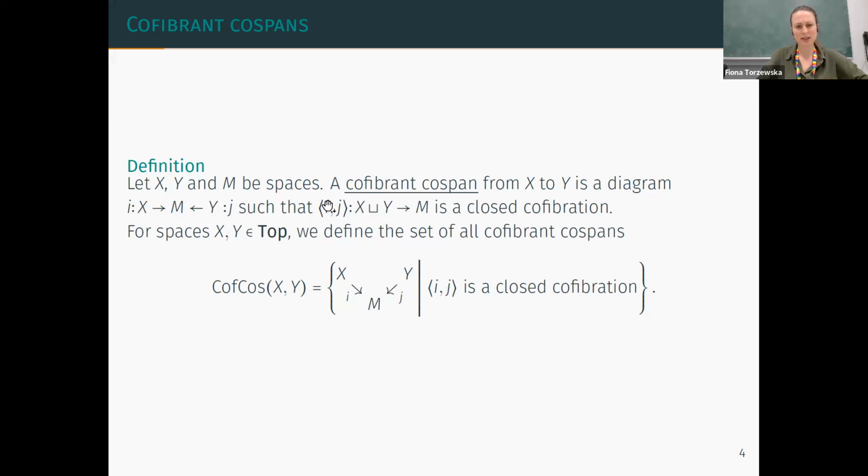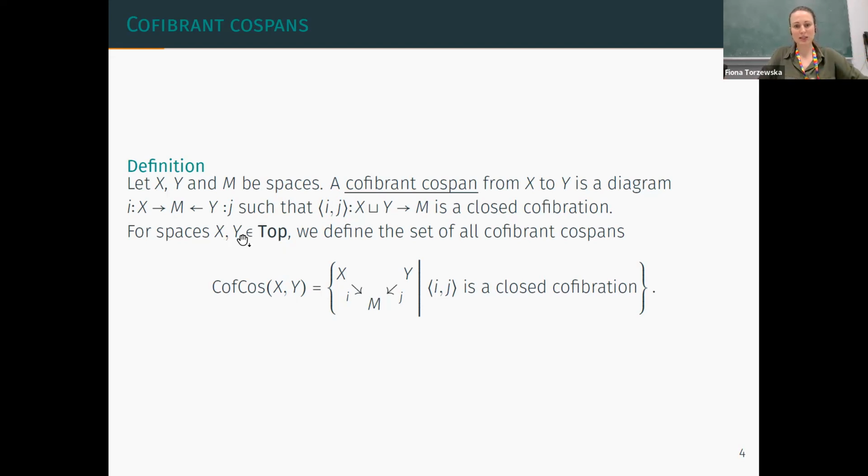So what do I mean by this map IJ? X disjoint union Y is the coproduct of X and Y in the category of topological spaces. And so if we have a map from X into M and a map from Y into M, then using the universal property, we have a unique map from X disjoint union Y into M. So these angle brackets are just my notation for this unique map from X disjoint union Y into M. And we put the condition on this unique map that it must be a closed cofibration. Now I'm going to talk more on the next slide about what I mean by closed cofibration.